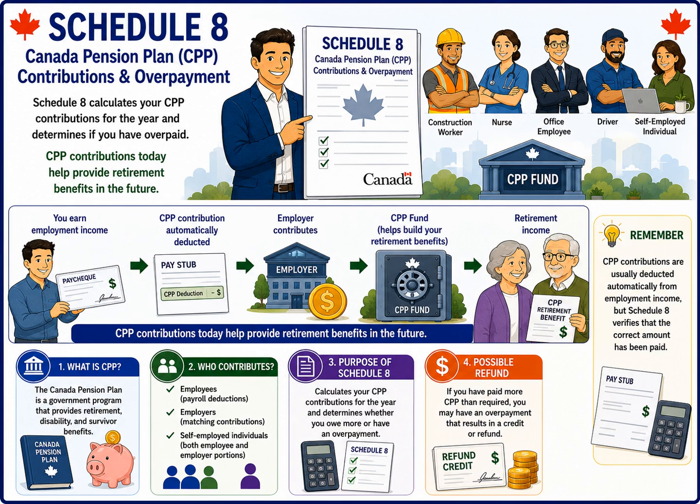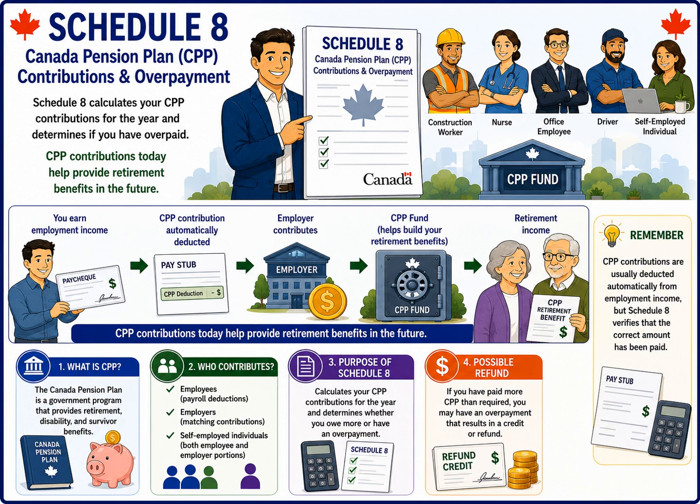As summarized in the cards at the bottom of the slide, the Canada Pension Plan is a retirement income program funded through contributions made by employees, employers, and self-employed individuals. Schedule 8 ensures that those contributions are calculated correctly and identifies any overpayments that may result in a refund.